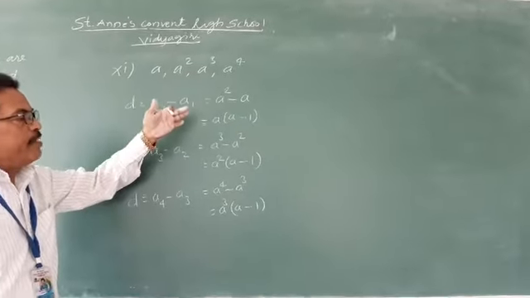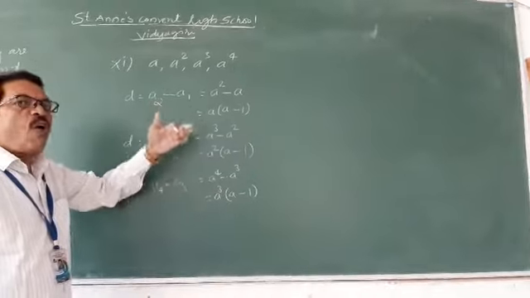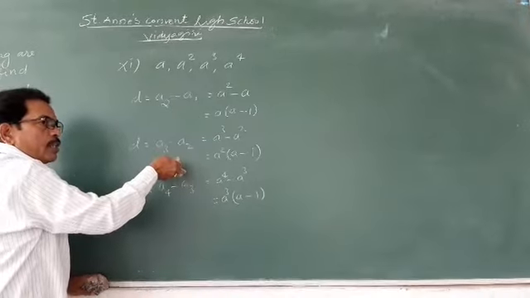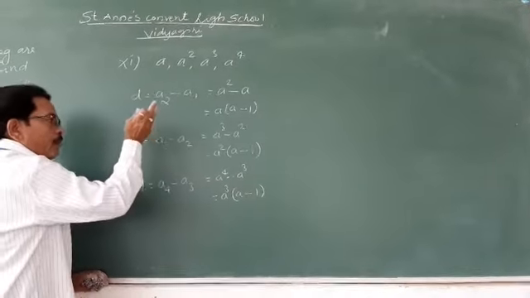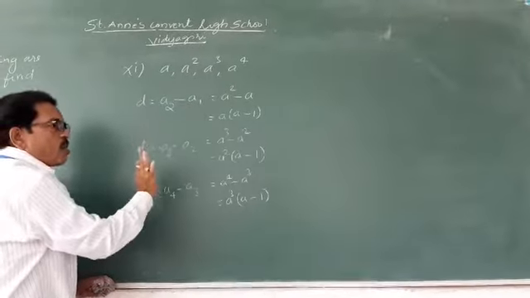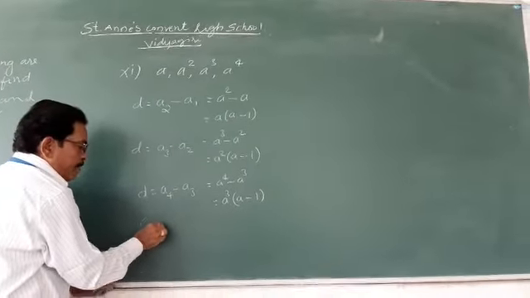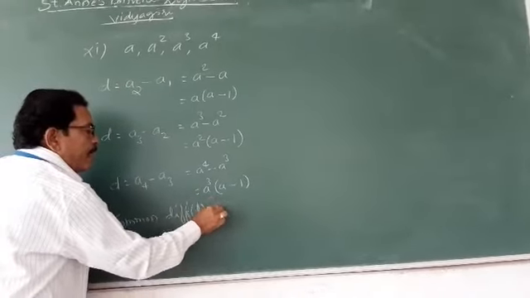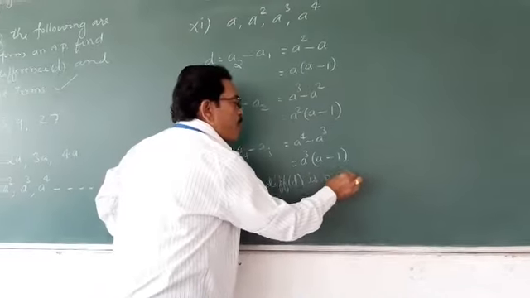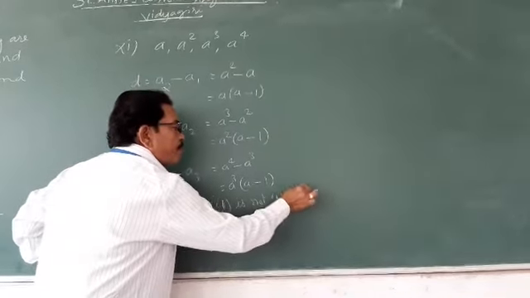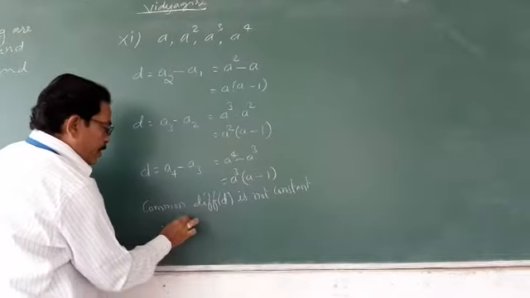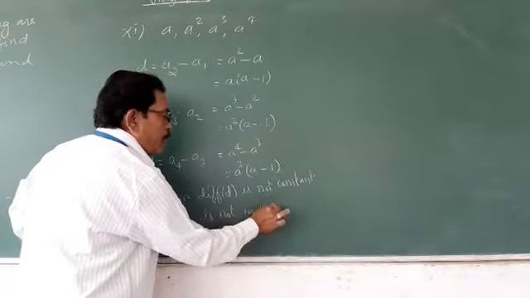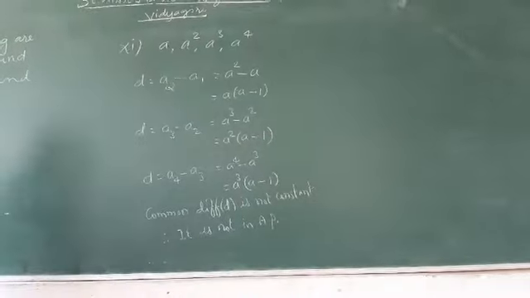So the common difference is not constant, therefore it is not in AP. By observing the common differences, we didn't get a constant term. So common difference is not constant, therefore it is not in AP.